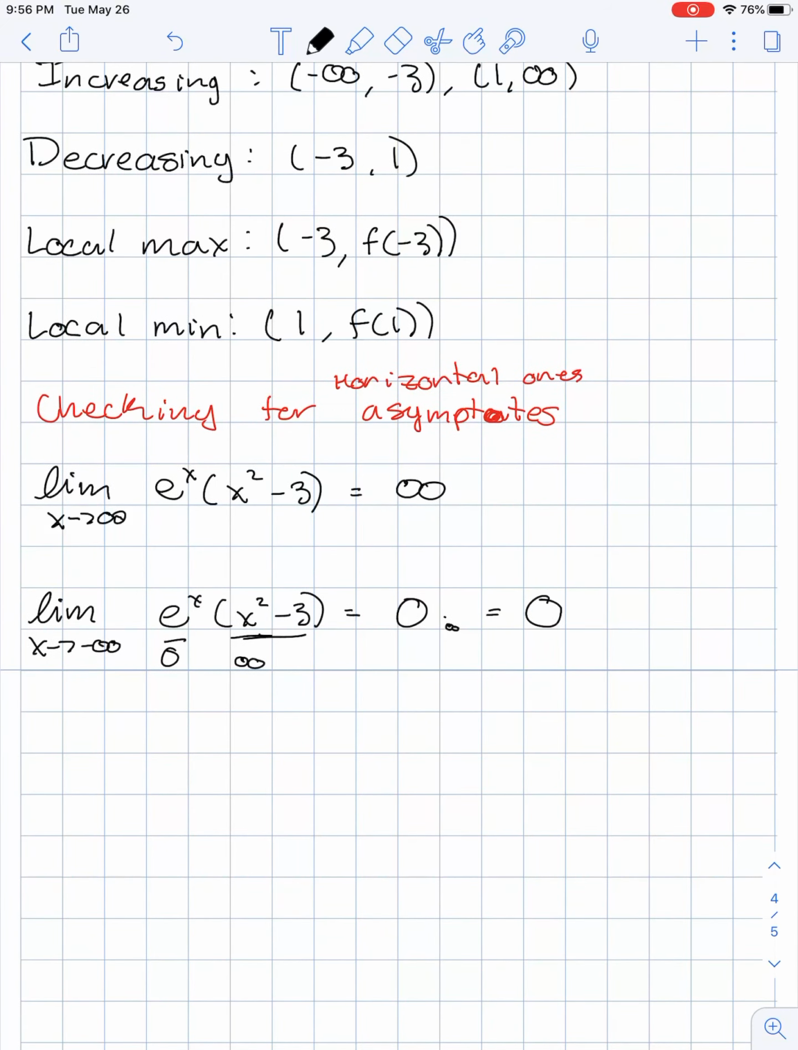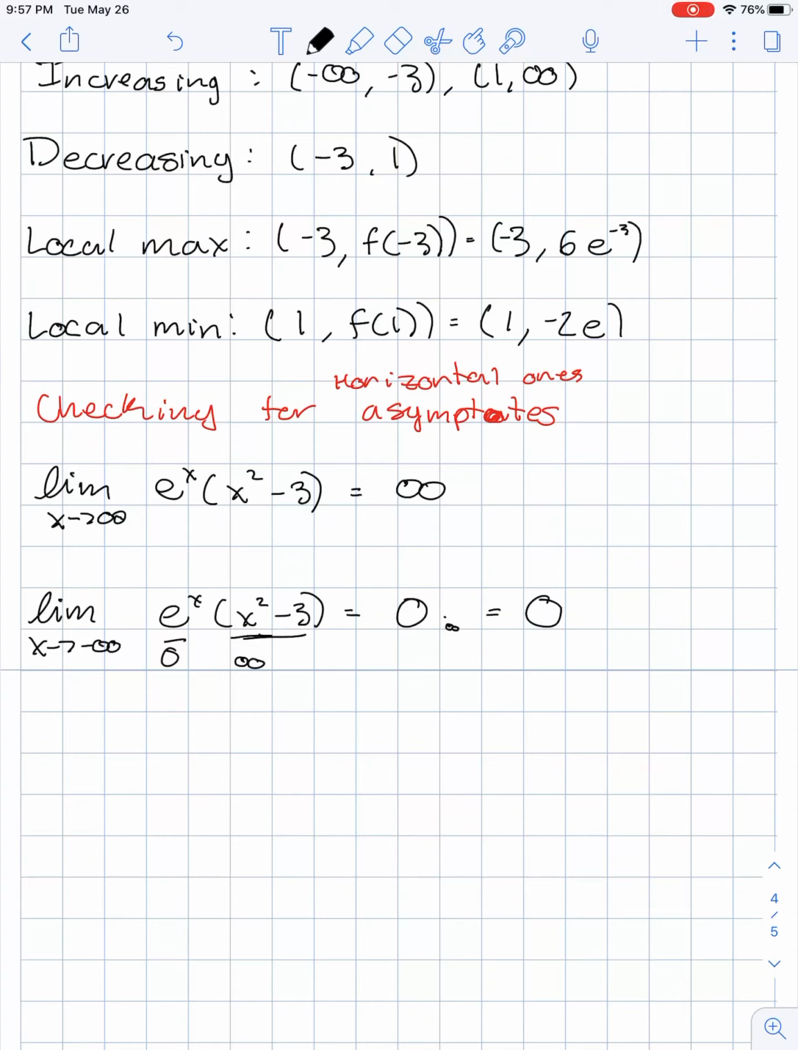So now let's figure out what these points actually are. If I plug -3 into f, what do I get? 9 minus 3, that's 6. So I get 6e to the -3. And then 1: one squared minus 3 is what? 2? Yeah, no, -2. So -2e. Okay, cool.